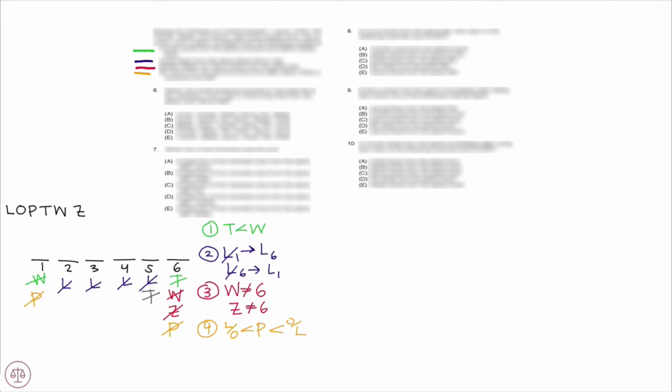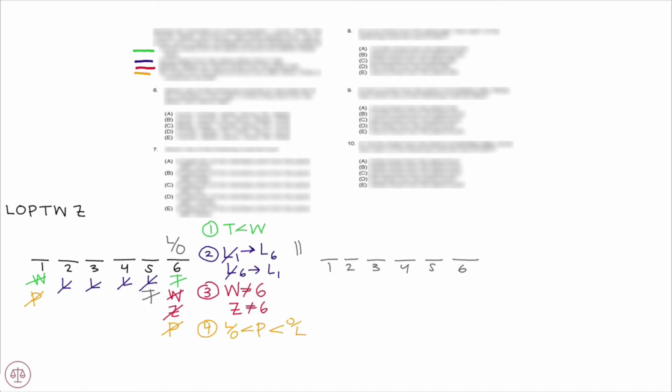So since we have 6 divers, and T, W, Z, and P can't be 6th, that means 6 is going to be either L or O. And lastly, since rule number 2 tells us that L is going to be either 1st or 6th, we can write out both those options.